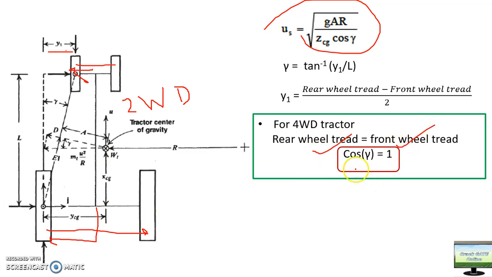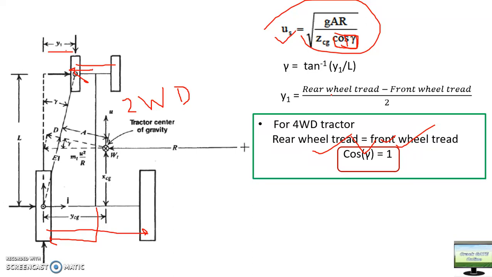equal. So in that case, this gamma, cos gamma, which is coming over here, this cos gamma will be 1. So in that case, your critical speed will be under root of g a r by z g only. This cos gamma component will be 1. Why 1? Because these two are equal. So this y1 is going to be 0 and cos 0 will be 1. So I think you are smart enough to derive this.